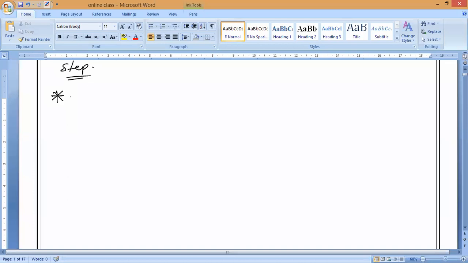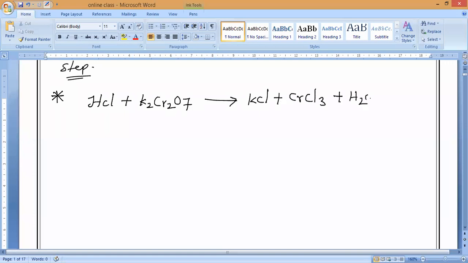Now all of you write the same equation again. Hydrochloric acid will react with potassium dichromate: HCl plus K2Cr2O7 will give you KCl plus CrCl3 plus H2O plus Cl2. Is it not? This is the equation.